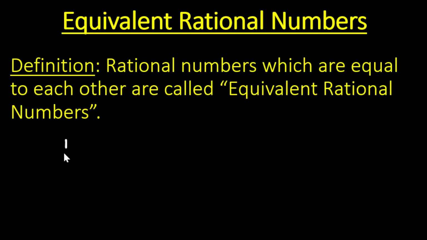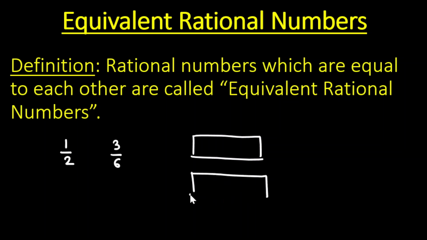For example, we have 1 by 2 and 3 by 6. These two rational numbers, let us compare. So 1 by 2. For example, if we have a chocolate bar, let us take two chocolate bars which are of same size. First chocolate bar I have divided into two equal parts. Second chocolate bar I have divided into six equal parts. So in the first chocolate bar I have eaten one part out of two. Second chocolate I have eaten three parts out of six parts.